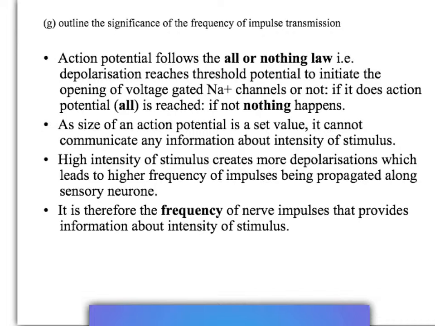This slide requires us to outline the significance of the frequency of impulse transmission. Now, what does all of that mean? From what we've seen so far, an action potential either happens or it doesn't, and this is called the all or nothing law. When a stimulus happens on a piece of membrane of a neuron, threshold potential is either reached, and if it is, we get an action potential, or it isn't. If threshold potential isn't reached, nothing happens at all. So the idea of all, an action potential being reached, or nothing.